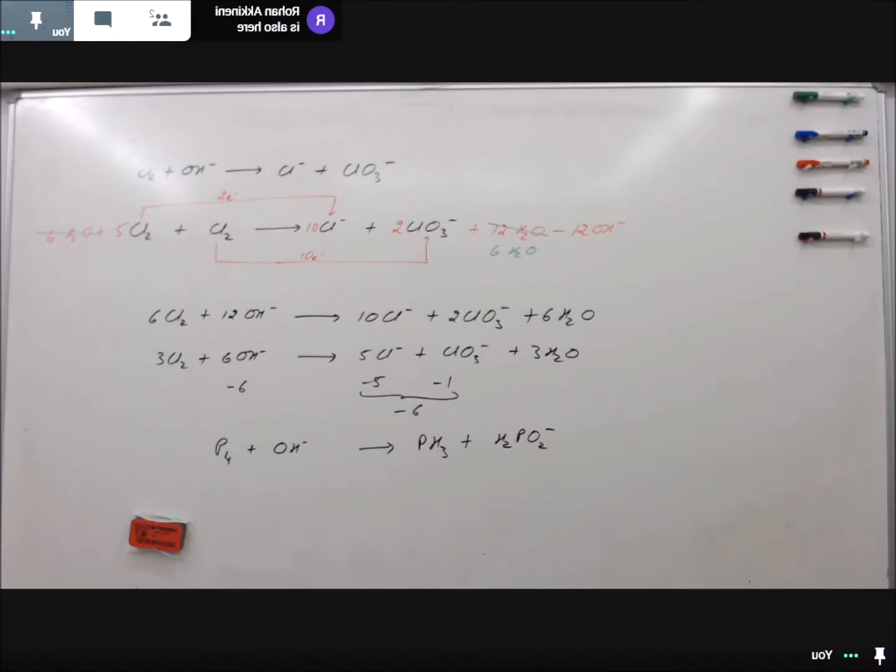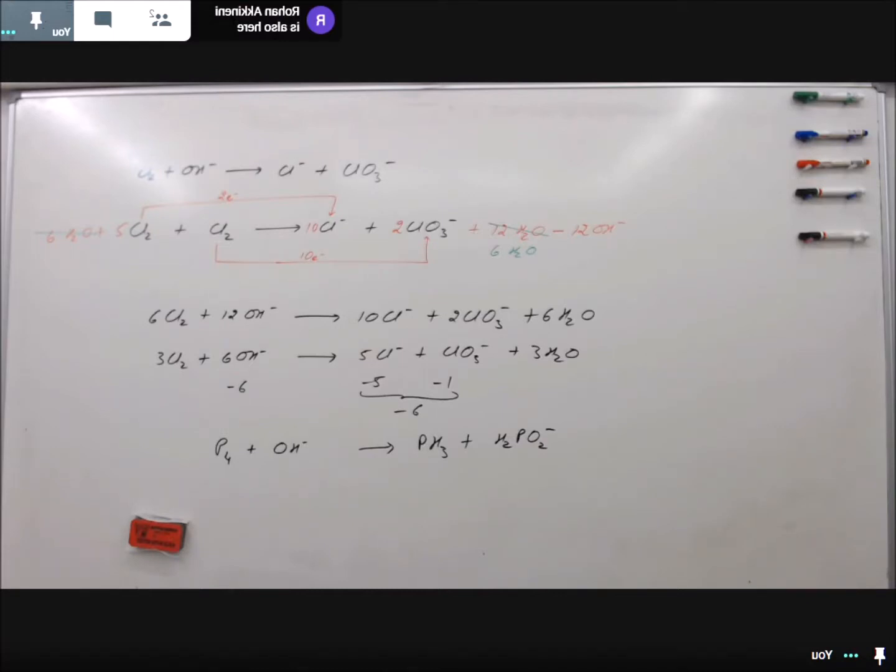Sir, what is the oxidation state for phosphorus? Well, in P4 it is 0. In PH3 that is minus 3, and in H2PO2 minus it is plus 1. It is again a disproportionation reaction.